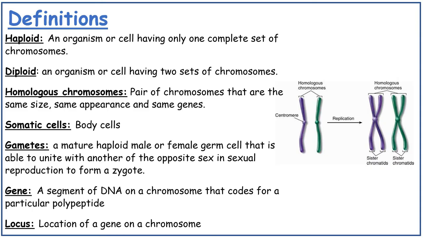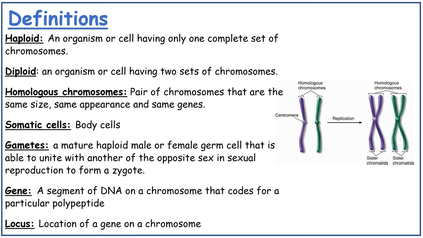Definitions. Haploid: an organism or cell having only one complete set of chromosomes. Diploid: an organism or cell having two sets of chromosomes. Homologous chromosomes: a pair of chromosomes that are the same size, same appearance and same genes. Somatic cells are body cells. Gametes: a mature haploid male or female germ cell that is able to unite with another of the opposite sex in sexual reproduction to form a zygote.